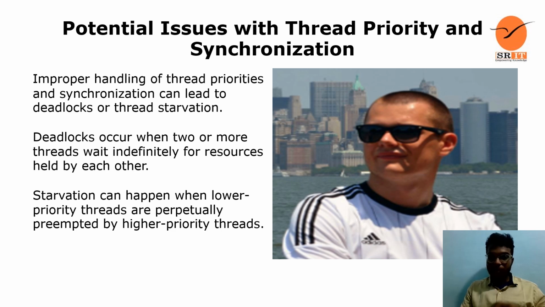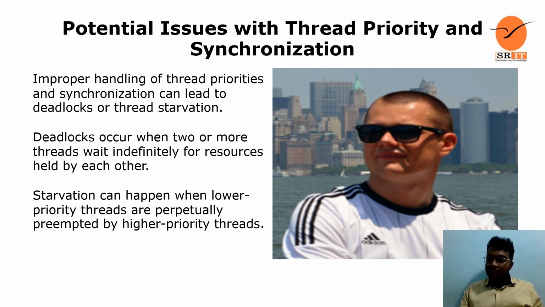Potential issues with thread priority and synchronization. So far we have been discussing the advantages of thread priority, and now we'll discuss the potential risks. Whenever we use thread priority and synchronization, it can lead to deadlocks and thread starvation. For example, only the tasks with higher priority, the critical tasks, get the higher thread priority.